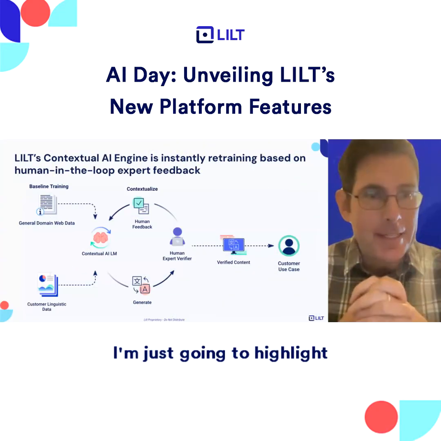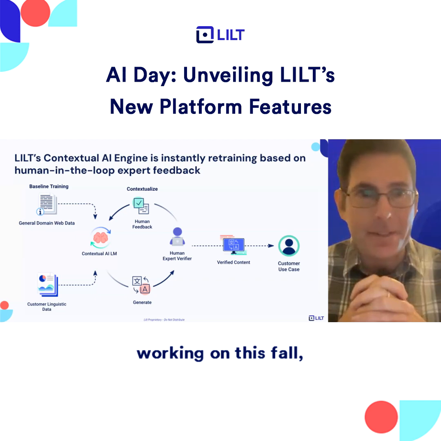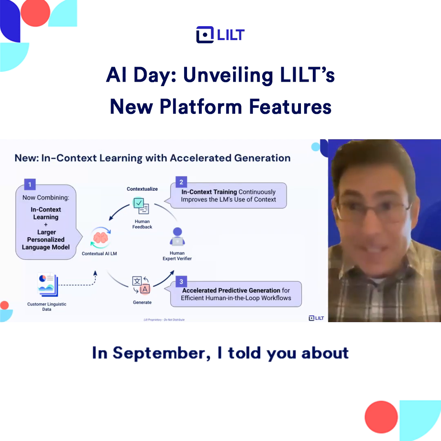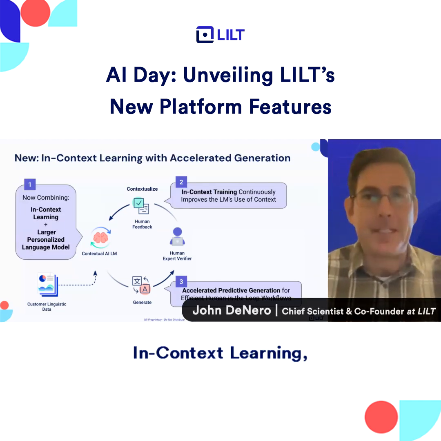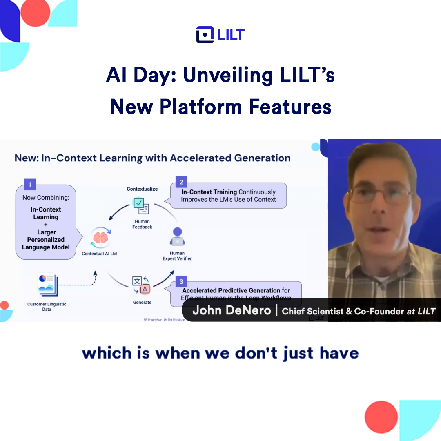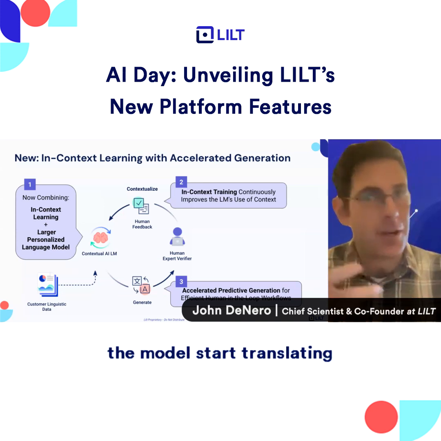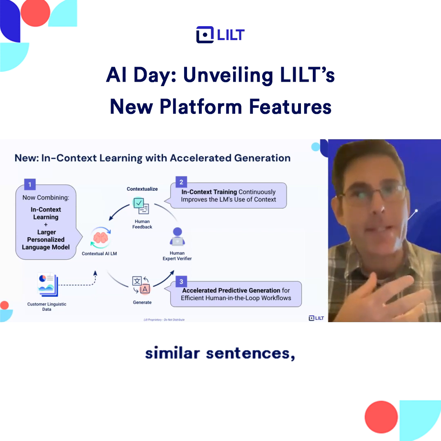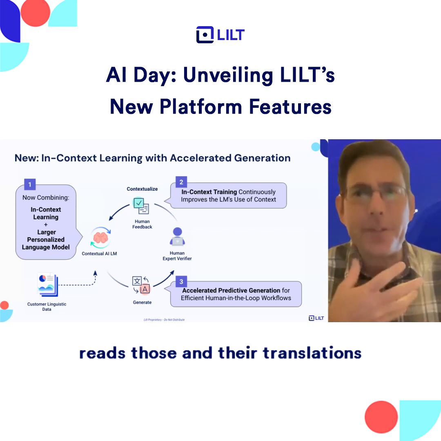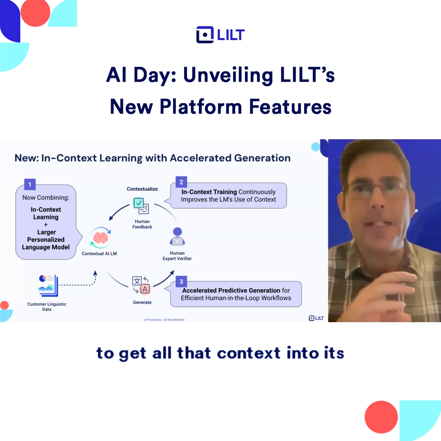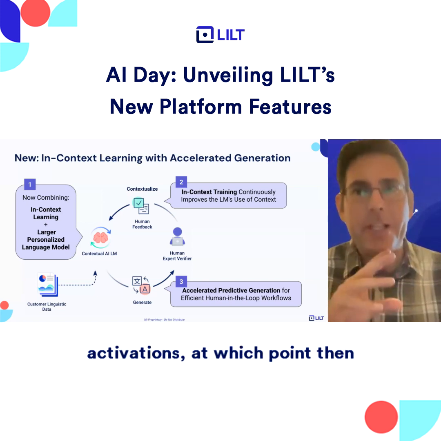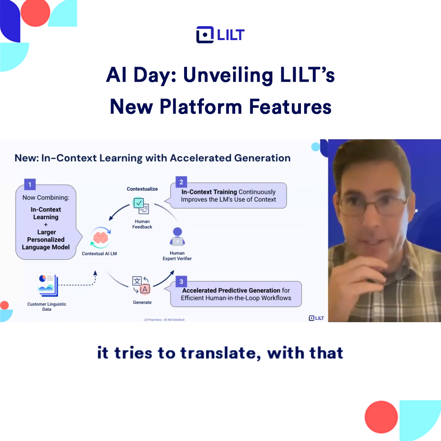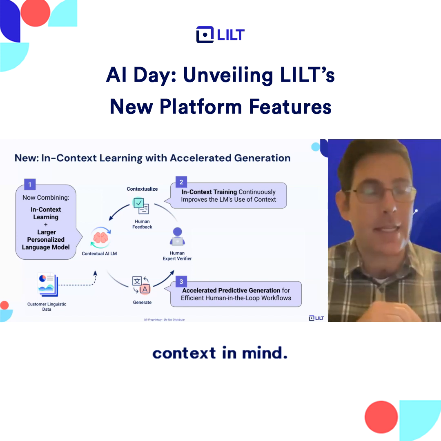I'm just going to highlight three things that we've been working on this fall. If you go to the next slide. In September, I told you about in-context learning, which is when we don't just have the model start translating a sentence, but first it retrieves similar sentences, reads those and their translations to get all that context into its activations, at which point then it tries to translate with that context in mind.